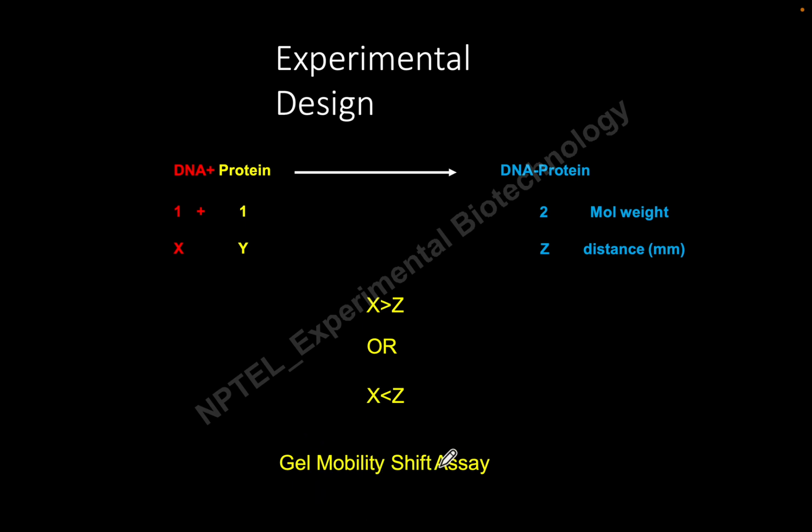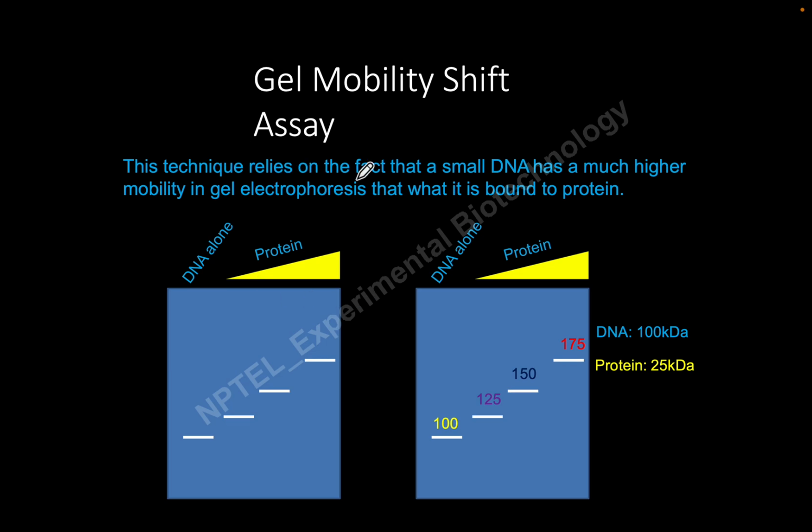So you can do gel mobility shift assay, as I was telling, EMSA. This technique relies on the fact that a small DNA has a much higher mobility in gel electrophoresis than DNA that is bound to protein. So here you have loaded DNA alone and here is the protein. Whenever you add protein with DNA, you can see the shift. Again, DNA alone and protein. So DNA is 100 kDa and protein is 25 kDa. Because of the binding of protein, or binding of multiple proteins, in the gel the DNA is getting upshifted.